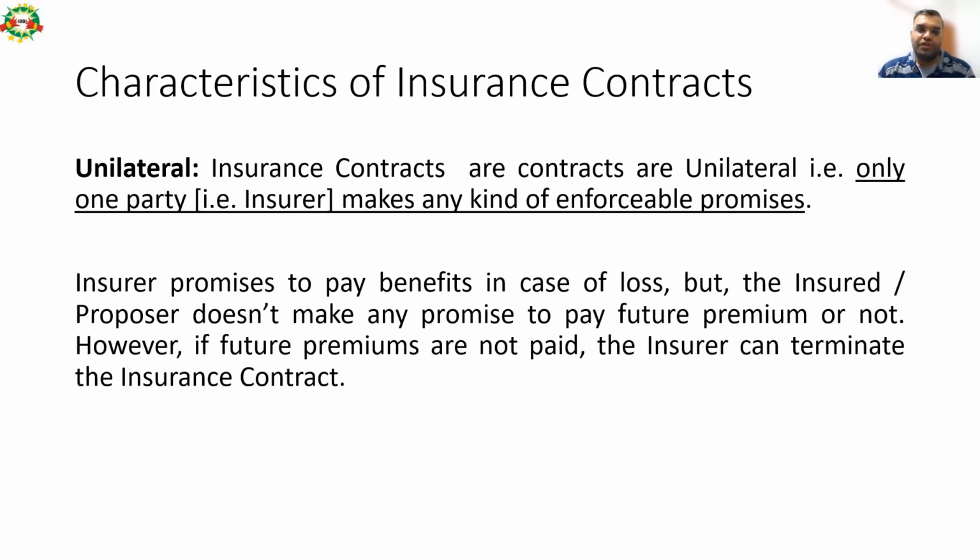Next, insurance contracts are unilateral because only one party, normally the insurance company, makes any kind of enforceable promises. So let us understand: the insurer promises to pay benefits in case of loss, but the insured or proposer doesn't make any promise to pay future premium.